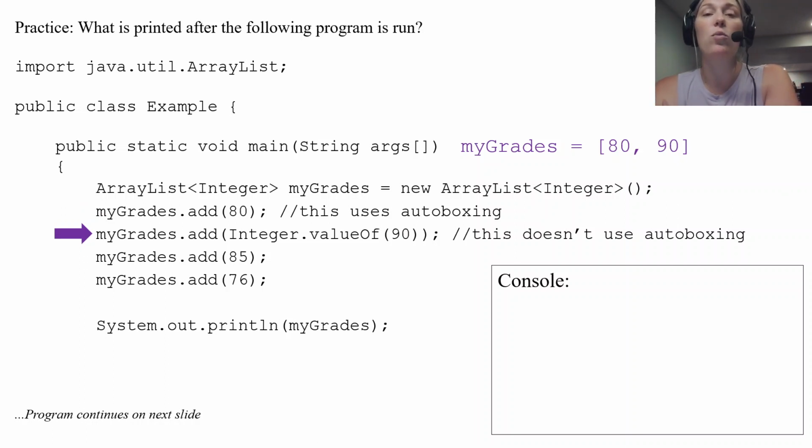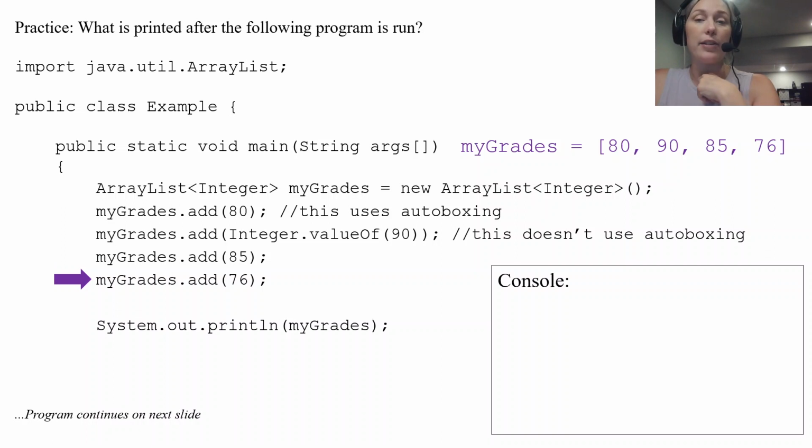So this is one of the ways we take a primitive and convert it into its integer object, with valueOf. So this explicitly changes that 90 primitive into an integer object and then adds it to the list. This is an example that doesn't use autoboxing, which is not tested on the AP exam. You don't have to know that part specifically. You can take full advantage of Java using autoboxing, and that's what these last 2 lines do.